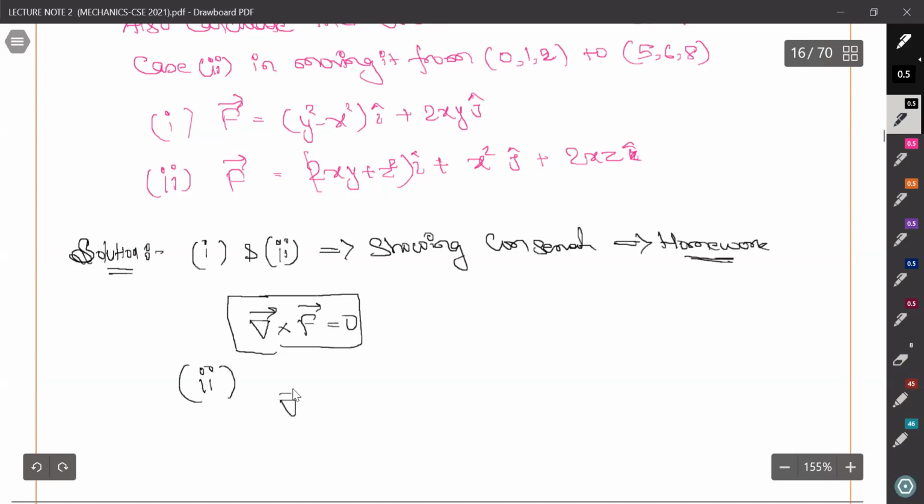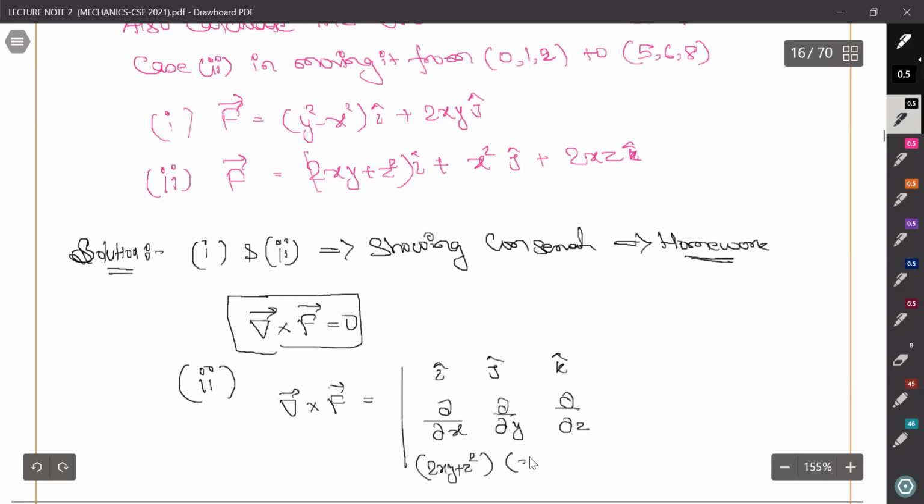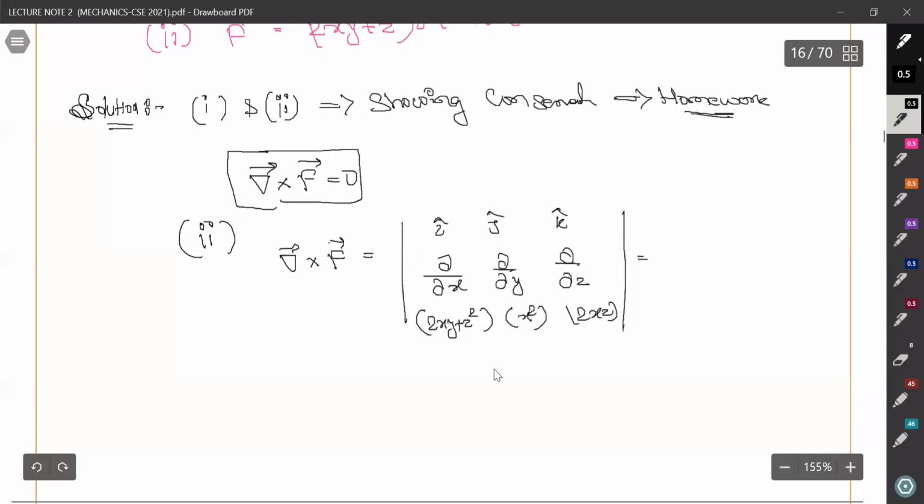Let me do the second one. Curl of F is 0. You need to find the first one also. So what will be here? i cap, j cap, and k cap; del of del x, del of del y, del of del z. This is 2xy plus z square, this is x square, this is 2xz. We have already done a similar question above. So if you have any doubt, just see the process.